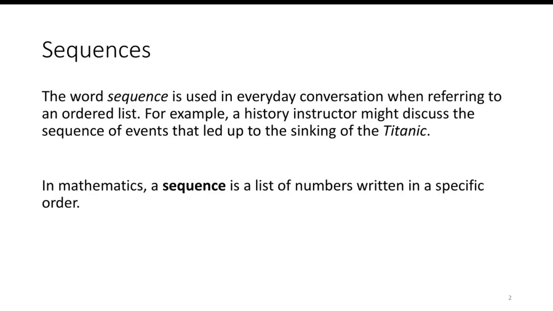The word sequence is used in everyday conversation when referring to an ordered list. For example, a history instructor might discuss the sequence of events that led up to the sinking of the Titanic. In mathematics, a sequence is basically a list of numbers written in a specific order.